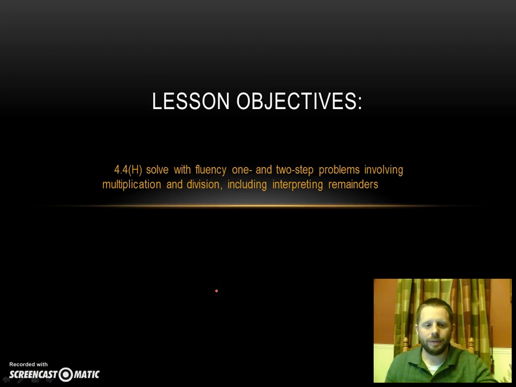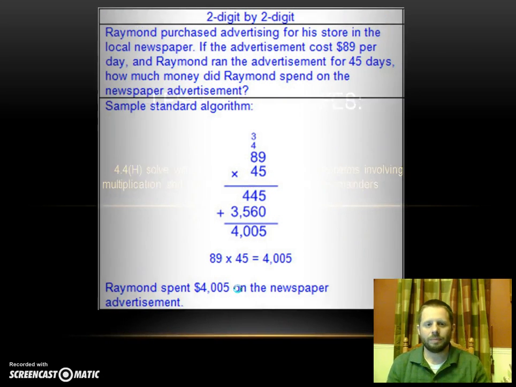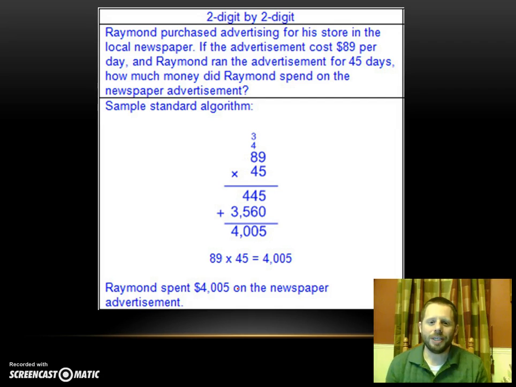Today's lesson objective is 4.4H. Solve with fluency 1 and 2-step problems involving multiplication and division, including interpreting remainders. Let's begin by looking at some 2-digit by 2-digit multiplication.